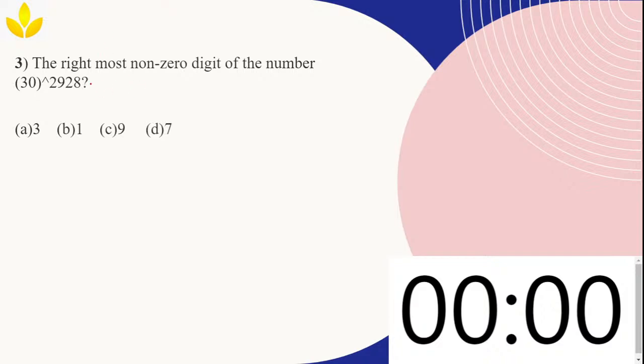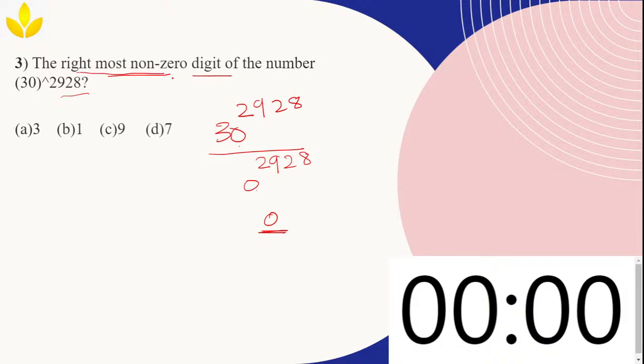Okay. The rightmost non-zero digit of the number 30 to the power 2928. Suppose if you want to find the unit digit, it will become 0 to the power 2928, and 0 to the power anything is 0. So, the last digit is 0. But we don't want that. What they said, the rightmost non-zero digit, means the digit which is next to this, or which is in the 10th place. Now, how do you find it?